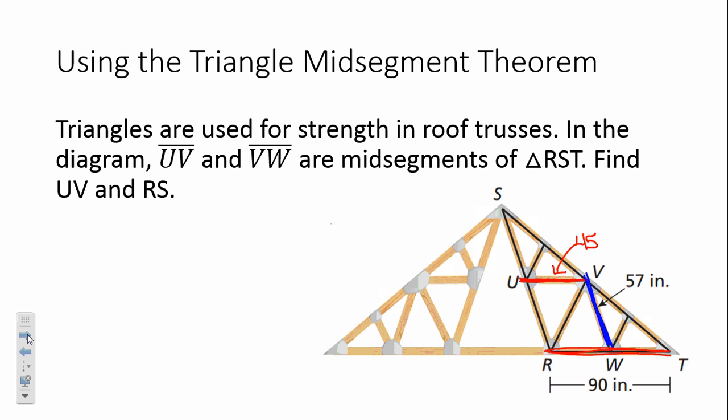Now, VW is 57. Which one is it parallel to? RS in the whole triangle, right? So if VW is 57, how much is SR? 114. How'd you get that? Take it times 2. Add 57 to itself or double it. Does everyone see how we'll apply this?